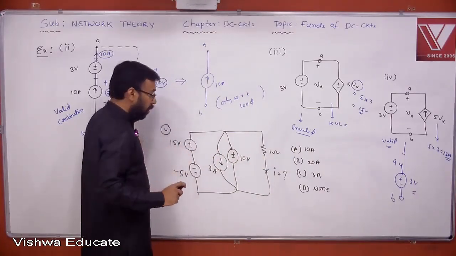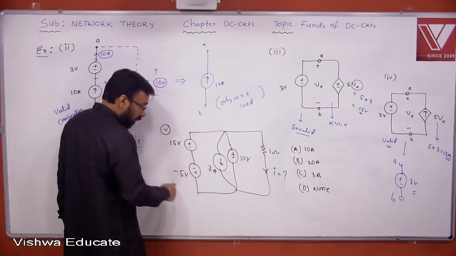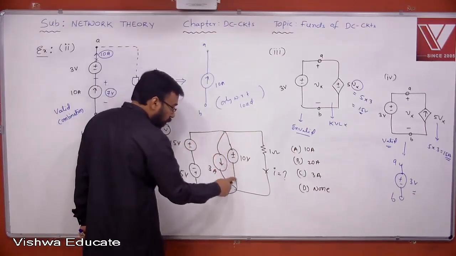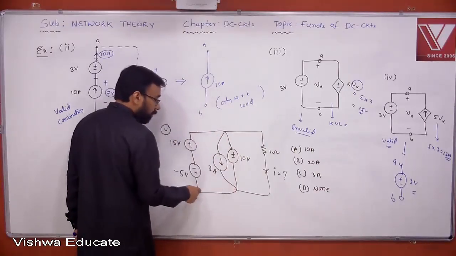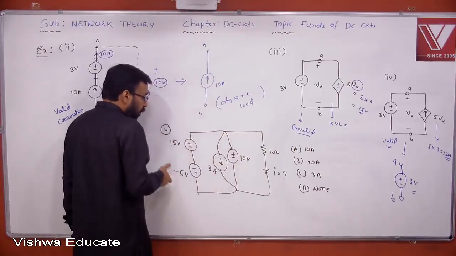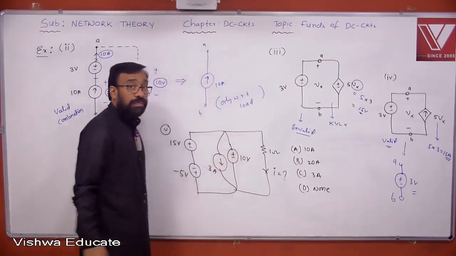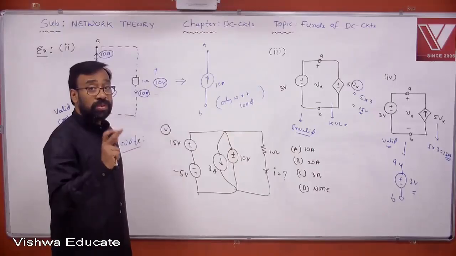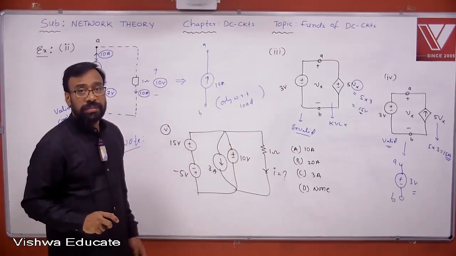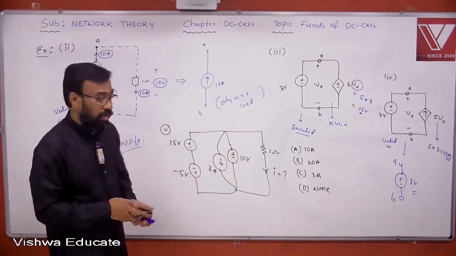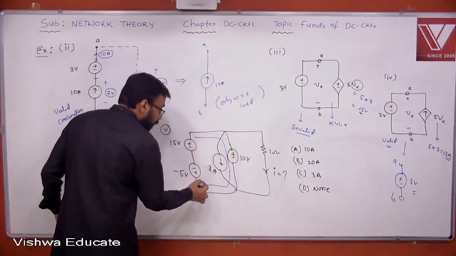You must be careful. You check here 15 and these two, minus of minus 5, 20. And in this loop, Kirchhoff's voltage law is not satisfied. A 20 volt source is connected in parallel with a 10 volt source. For a parallel combination, two voltage sources must have the same value. So is it valid or invalid? Definitely it is an invalid circuit because KVL is not satisfied in this loop.